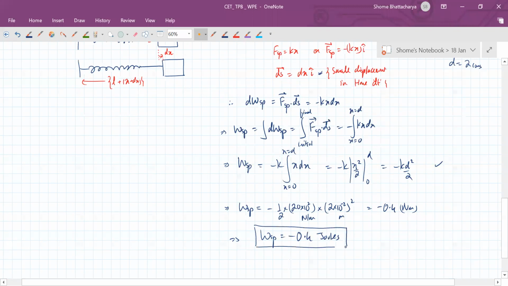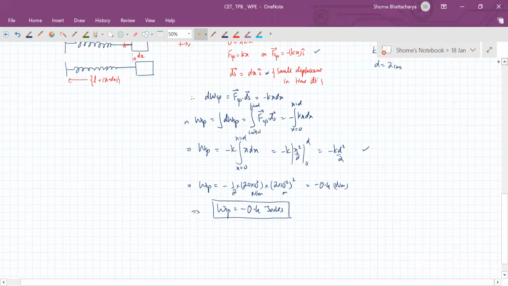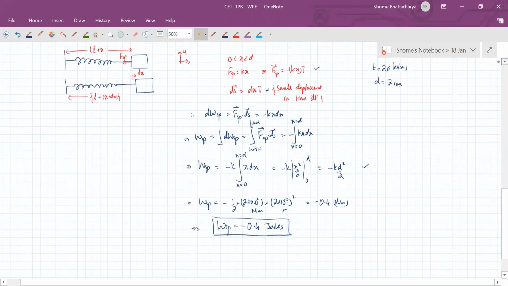It's easy to understand why it's doing negative work, because the direction of the spring force is opposite to the direction of displacement of the block. Okay. But the value is going to come from integration and not from simple dot product.